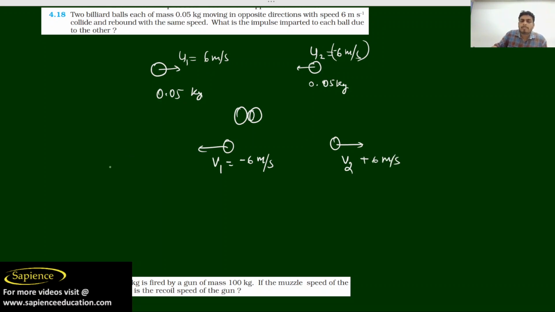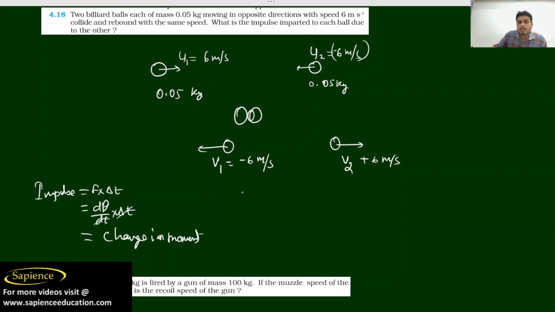Now we want the impulse imparted. So impulse is equal to force into delta t. Force is change in momentum by delta t, so delta t can be cancelled out. So impulse can be written as change in momentum. Okay. So that is the impulse imparted to each ball.